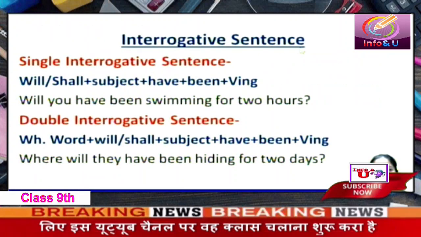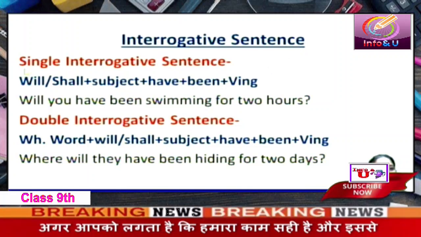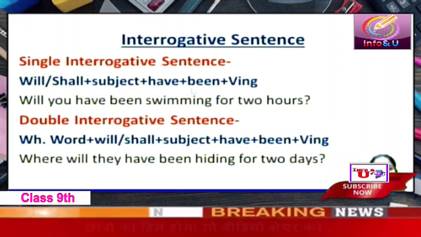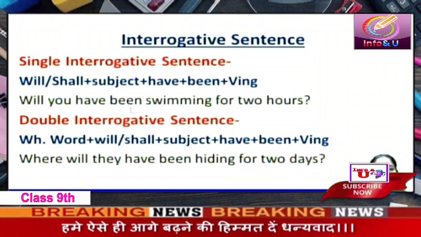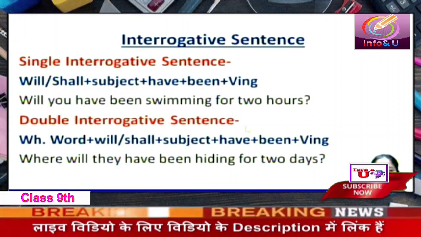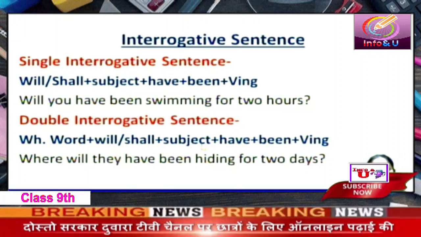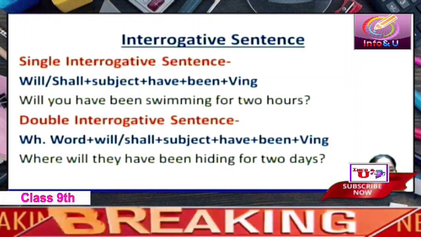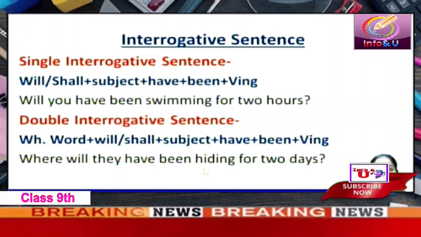For interrogative sentence in the future perfect continuous tense, the rule is, for single interrogative, will or shall plus subject plus have plus been plus ing form of the verb. Will you have been swimming for 2 hours? For double interrogative sentence, the rule is WH word plus will or shall plus subject plus have plus been plus ing form of the verb. Example is, where will they have been hiding for 2 days?